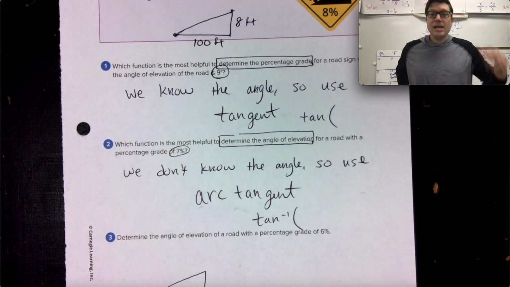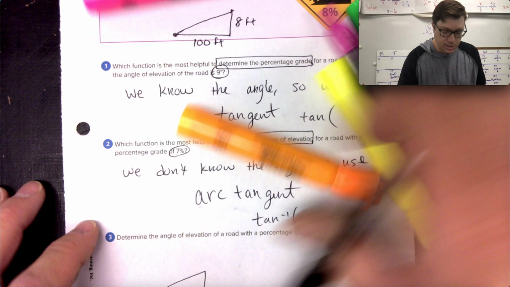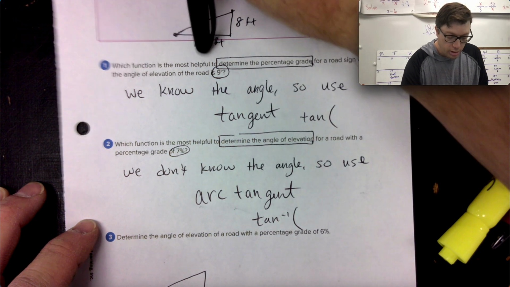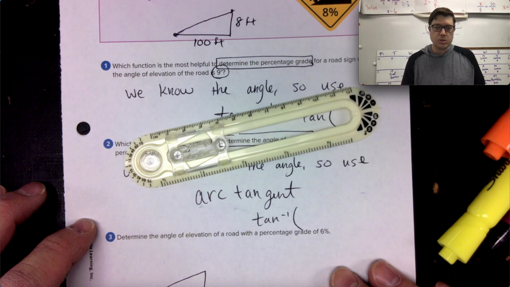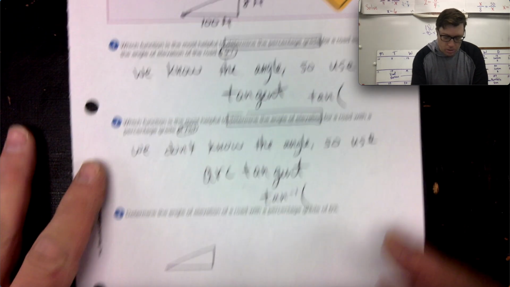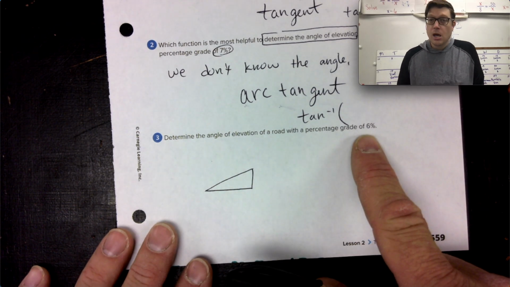Because of that, it's all about putting it into practice. So if you've got your highlighters and your pens and pencils, and you're even going to need a ruler for one of the questions moving forward. So have a ruler and we can begin answering these questions. Determine the angle of elevation of a road with a percent grade of 6%.